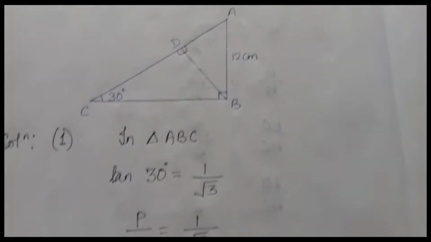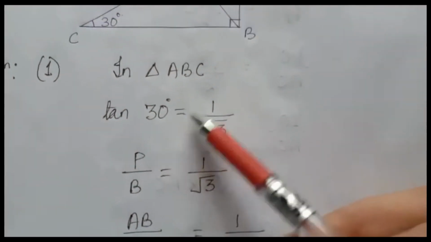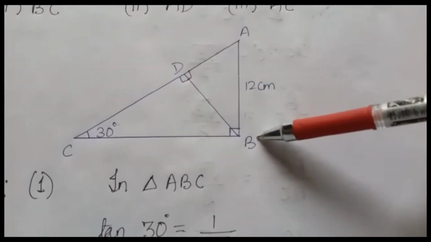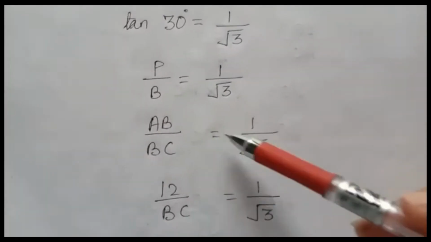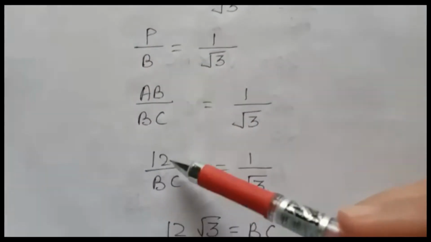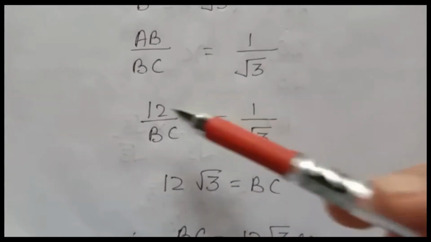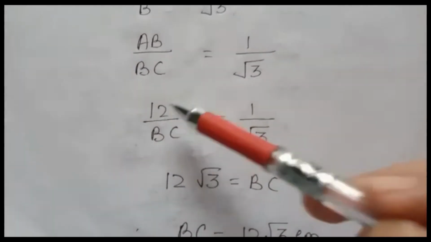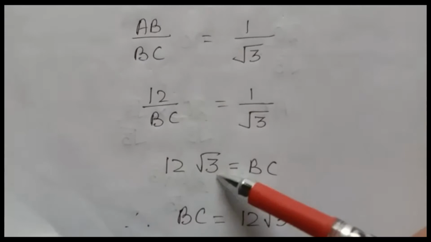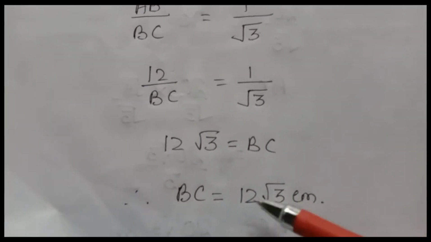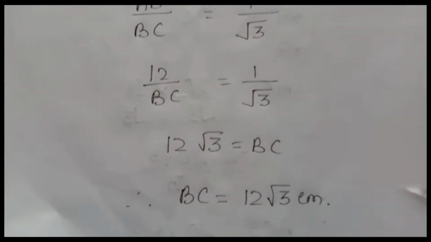So we will write tan 30 is equal to 1 by root 3, so tan theta is equal to 1 by root 3. Perpendicular is AB, base is BC. AB is given, 12 divided by BC is equal to 1 by root 3. Now cross multiplication. 12 into root 3, 12 root 3 is equal to BC into 1, BC. Now we got the value of BC is 12 root 3 centimeter.